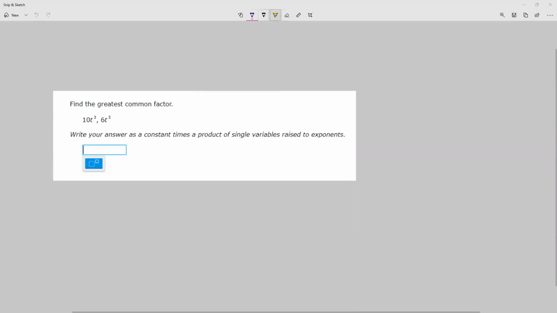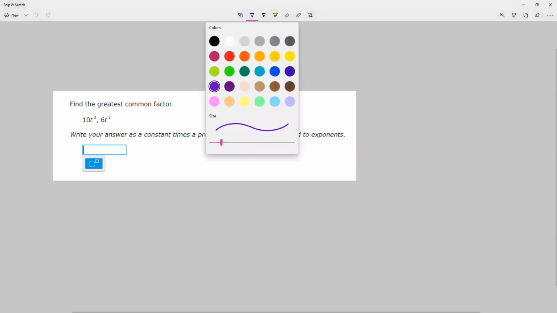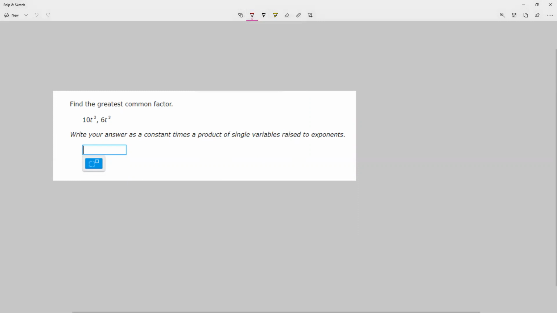Hey guys. So this week, we've been talking about adding, subtracting, and multiplying polynomials. This week we're going to move on to dividing. And when you talk about dividing polynomials, there's a special word for it, which is called factoring.